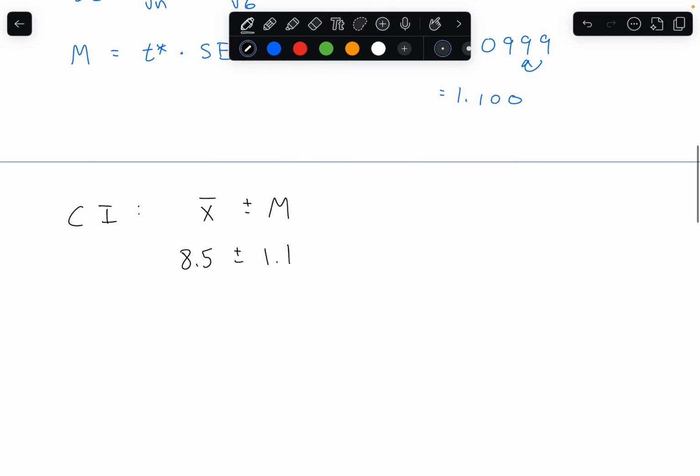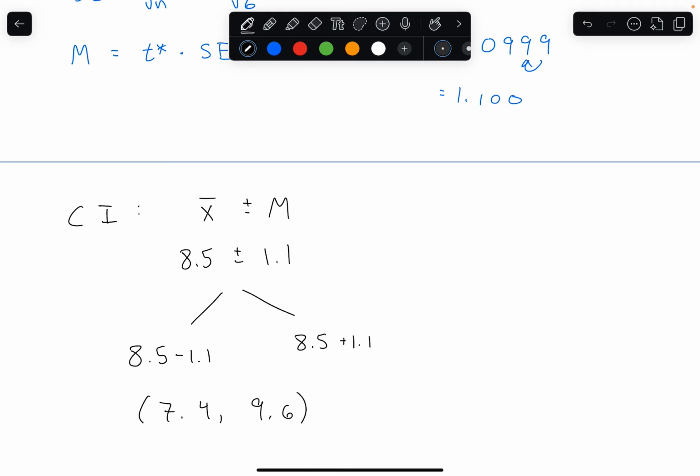So this is actually, remember, 2 separate calculations. We have 8.5 minus 1.1 and 8.5 plus 1.1. So if I go ahead and do the subtraction, my lower bound is going to be 7.4, and my upper bound, 8.5 plus 1.1, is 9.6. So this is what my confidence interval looks like. I have 7.4 to 9.6.